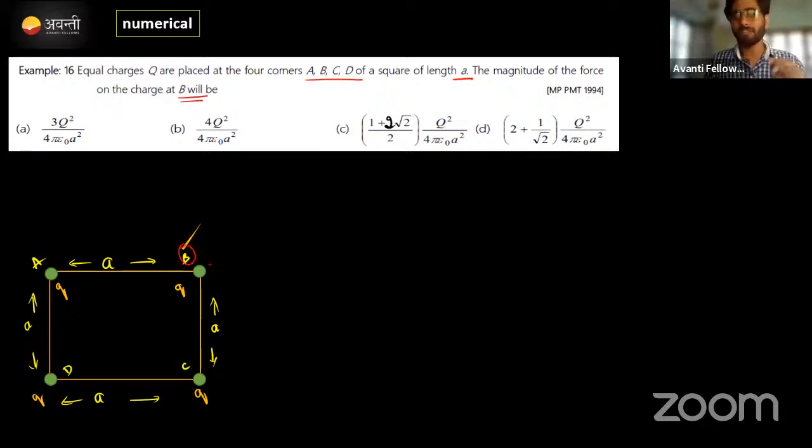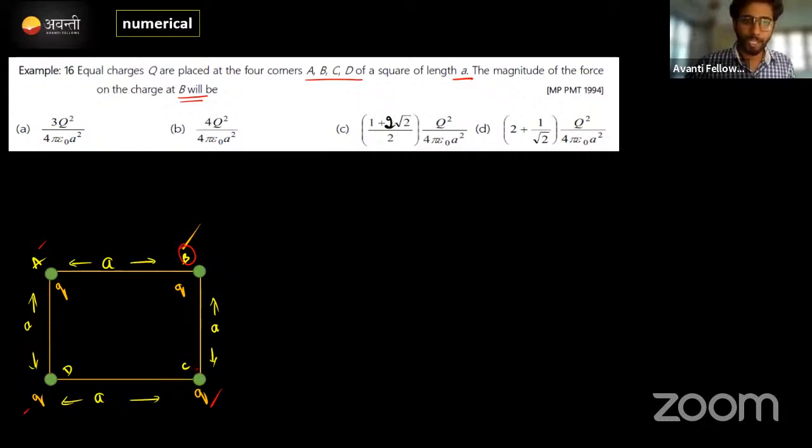On this charge we need to find out the force. On this charge, how many forces are acting? Due to three charges. First one is at the C corner, then D corner, and A corner. Due to C, the charge is placed there. Yes, very good Ashwini.